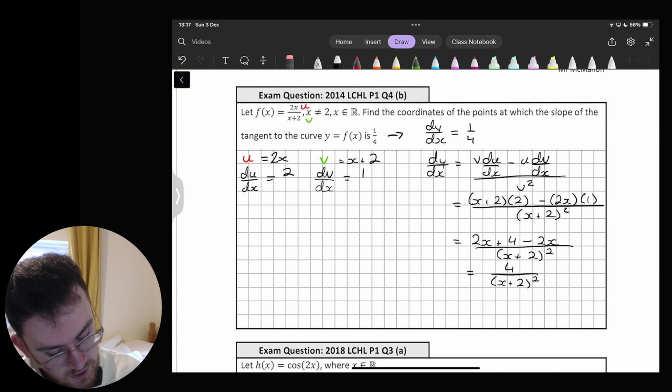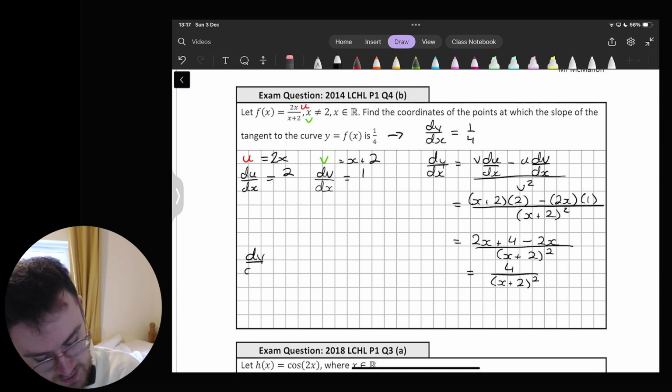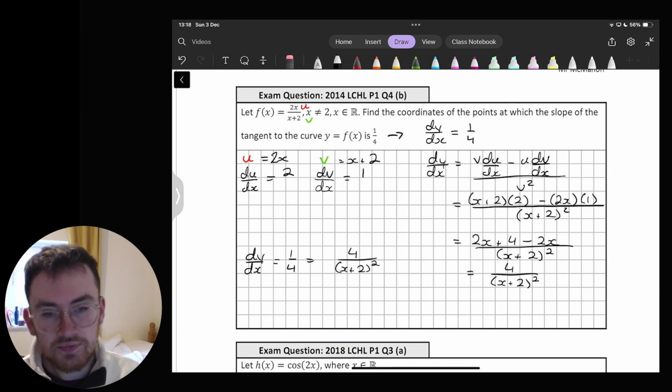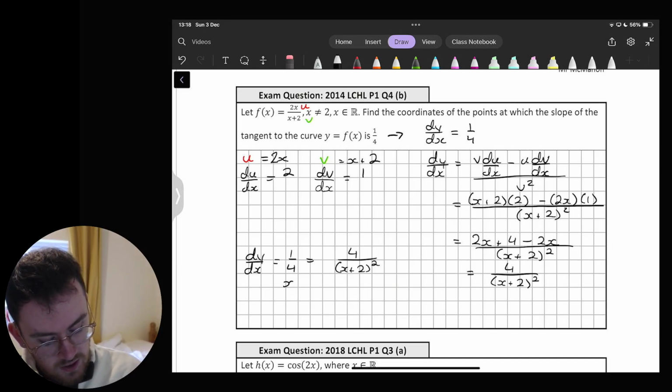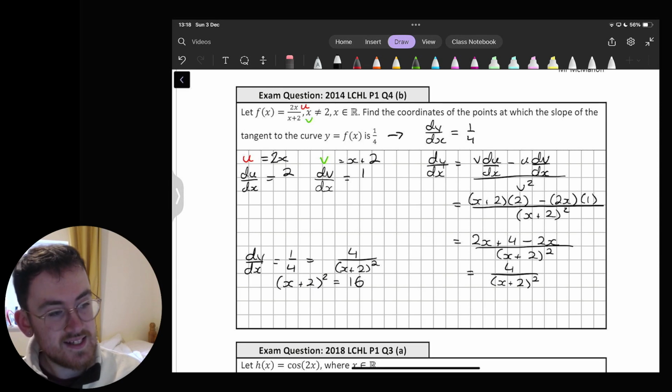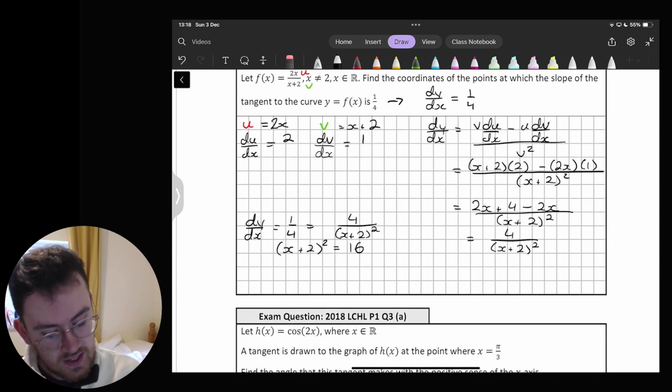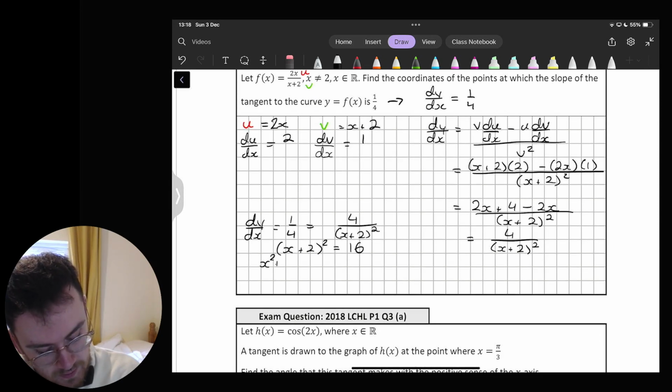And I want to know now, where is dy dx equal to a quarter? So remembering dy dx is 4 over x plus 2 all squared. So doing some cross multiplication here and getting x plus 2 all squared is equal to 16. Okay, so now I need to evaluate this function. So I'll multiply out my brackets here.